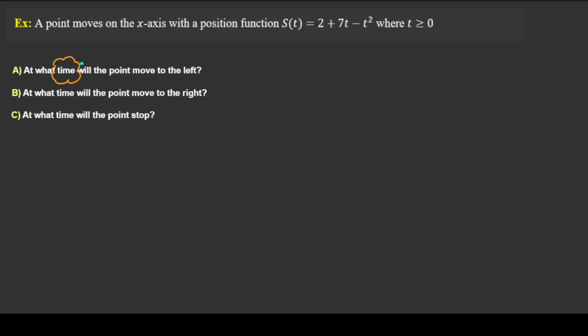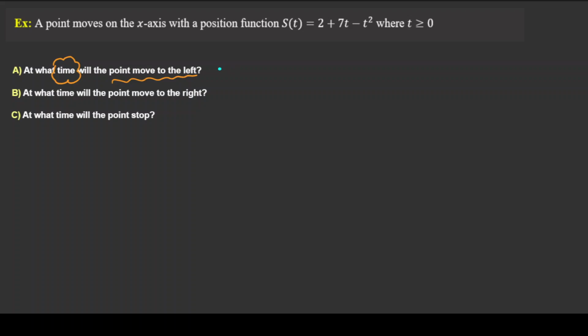So the final result today, we need to find time. At what time will the point move to the left? When the point moves to the left. The movement of a particle: it gets to the left or to the right or up or down or stops.